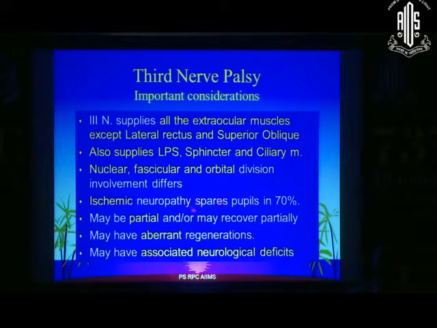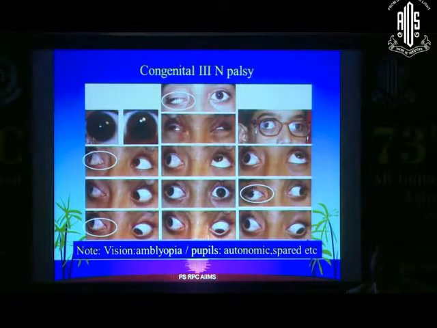Again, ischemic neuropathy. So the cause itself will differentiate the type of presentation, because ischemic neuropathy spares the pupils in at least 70% of the cases, but 30% may still have an involvement in even ischemic. So don't just rule out that. And it may be partial or it may recover partially. It may have aberrant regenerations. It may have associated neurological deficits. So keep these considerations in mind whenever you're dealing with third nerve palsies.